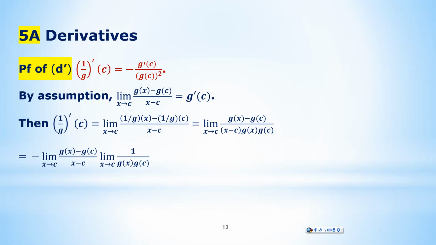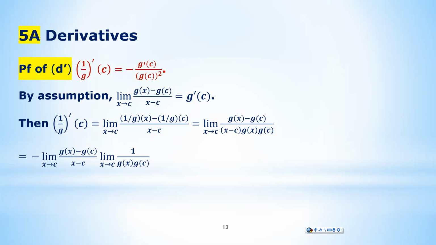Then I can see this complicated fraction can be considered as a product of two things. One thing is Gx minus Gc divided by x minus c. The remaining part is 1 over Gx Gc. So you can think about the previous limit as the limit of a product of these two things, and then using the limit property, this limit of a product can be reduced to the product of limits. Now you have an extra minus sign there.